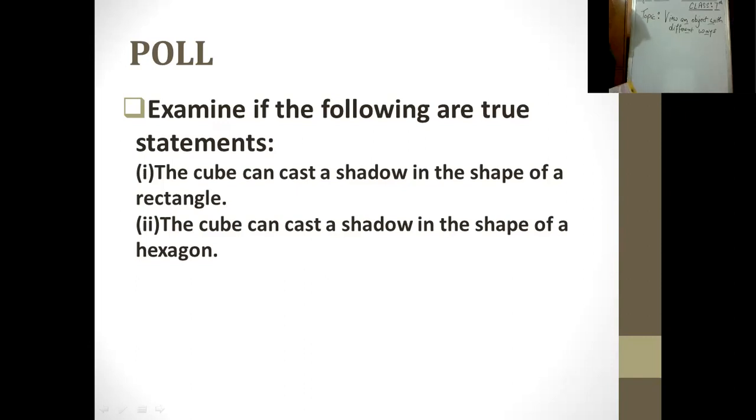Now, in the second, they ask whether the cube may be converted into a hexagon shape. In a hexagonal shape, how many line segments are there? 6. Yes. Let us see if it is also making 6 sides from any angle. A little bit we can say that if we are moving it here, yes, we can make it, you can observe it.